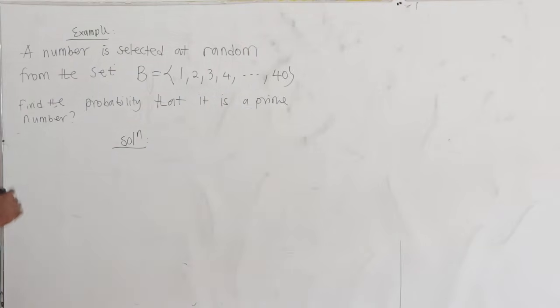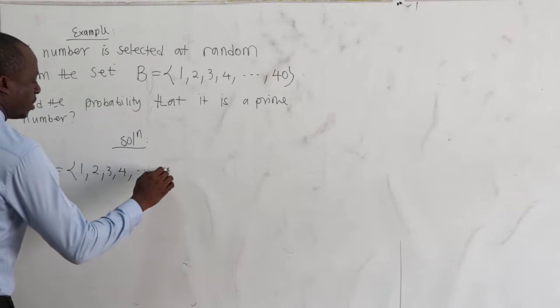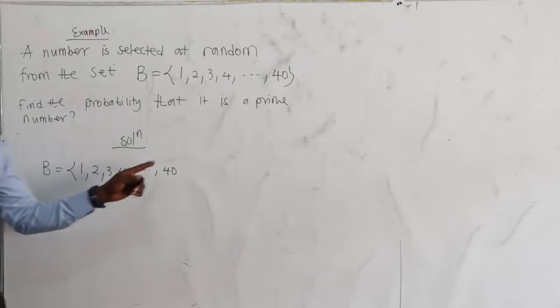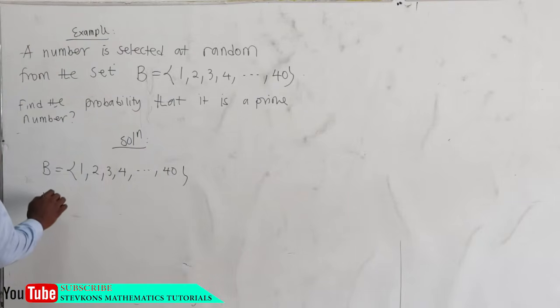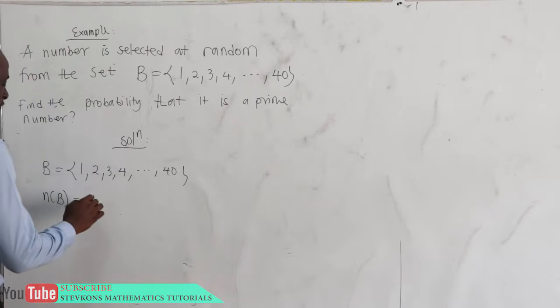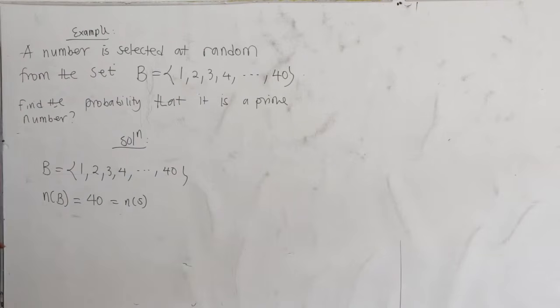Now, let's see the sample space. So for B, we have 1, 2, 3, 4, all the way to 40. So 1, 2, 3, 4, 5, 6, 7, and the last one is ending at 40. Hence, our number of sample space, that's the number of elements in the set B, is 40.